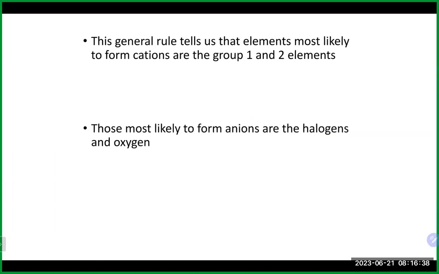So these general rules tell us that most likely our cations are going to come from the left on the periodic table, and our halogens, oxygens, everybody on the non-metal side is going to be our anions.